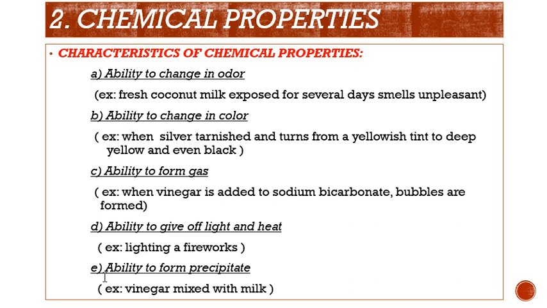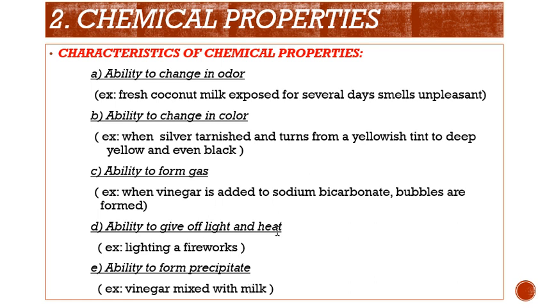Another one, lastly, is ability to form precipitate. Again, if you mix vinegar with milk, precipitates will form, or parts of it will separate above, that changes the composition of the two substances. So that is what we call chemical properties.